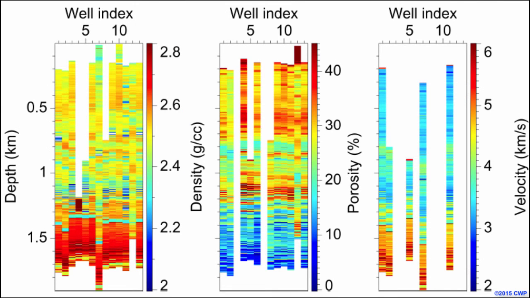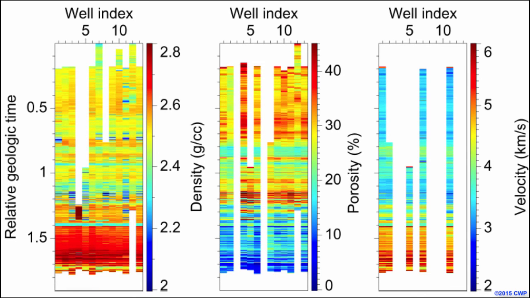Now here again are the 3 sets of logs, density, porosity, and velocity. By applying relative geologic time shifts to these, we can align them as shown here. And now notice that all 3 sets of logs share the same relative geologic time scale. And so we can correlate across log type for any constant relative geologic time.